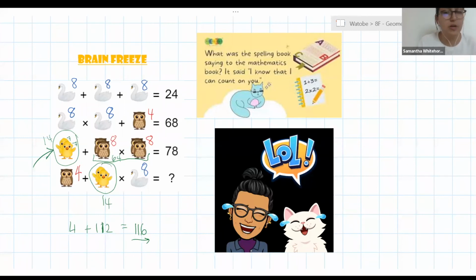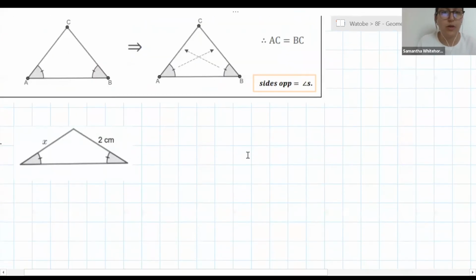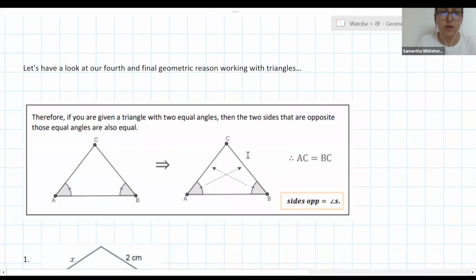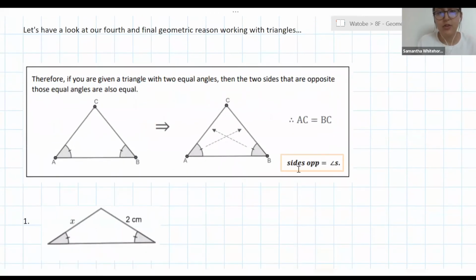Right, I'm going to move straight back into what we want to chat about today because otherwise we're going to run out of time. So we're going to have a look at our final reason when working with triangles. Now, we've learned 3 reasons and I put them up. And as Yolanda told you, take a screenshot of it because that's like your cheat sheet.